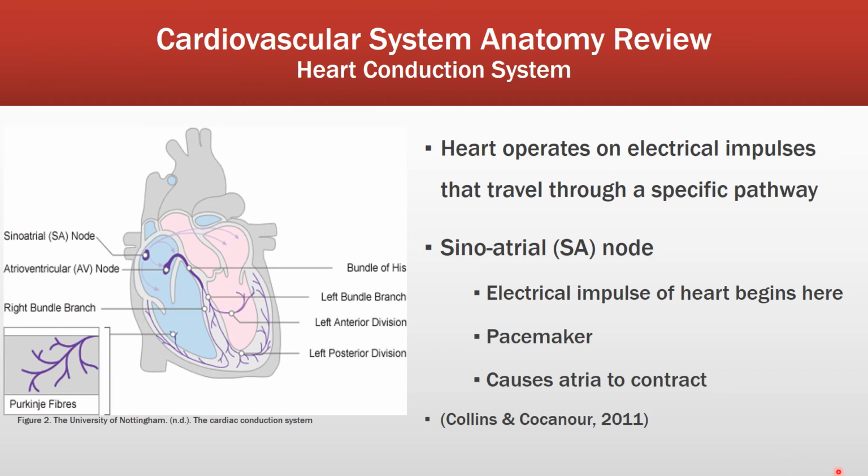So the contraction starts at the SA node, or sinoatrial node. And the sinoatrial node is sort of like the natural pacemaker of the body. It sets the rhythm or the intervals of how fast and when the heart's going to beat. So the sinoatrial node will be stimulated and send an electrical impulse and cause both atria to contract.